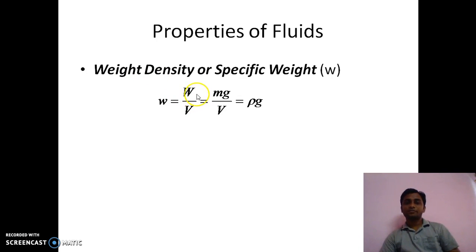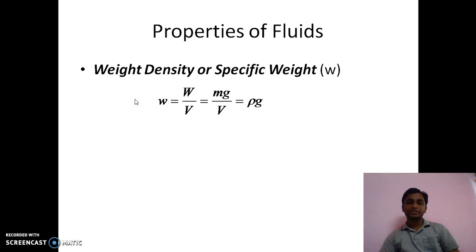Weight density is defined as weight per unit volume. Mass density was mass per unit volume, and weight density is weight per unit volume. Weight, we know, equals mass into acceleration due to gravity, so mg upon V. But this m upon V is nothing but mass density rho. So we can write the equation as weight density equals mass density multiplied by acceleration due to gravity.